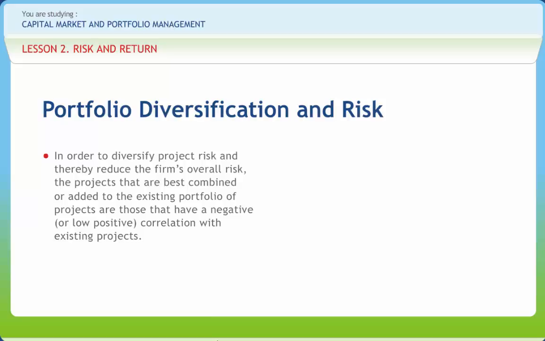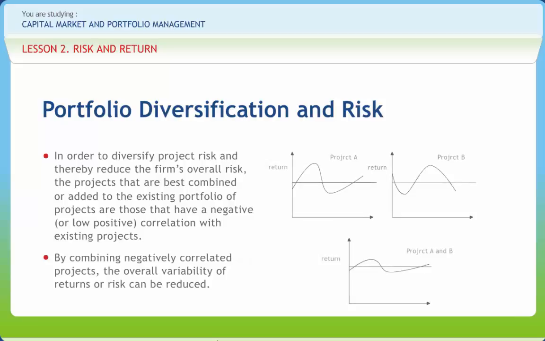In order to diversify project risk and thereby reduce the firm's overall risk, the projects that are best combined or added to the existing portfolio of projects are those that have a negative or low positive correlation with existing projects. By combining negatively correlated projects, the overall variability of returns or risk can be reduced.